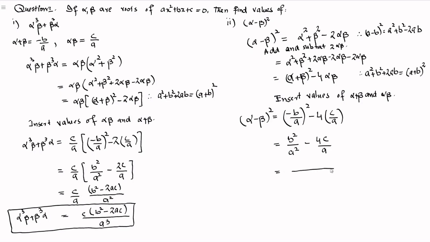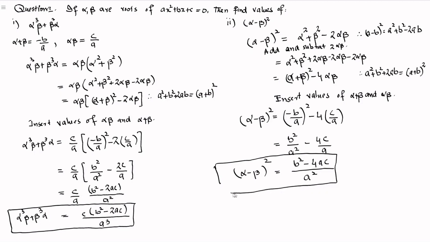Now a square is LCM. A square divided by a square is 1. 1 multiplied with b square is b square, minus a square divided by a is a multiplied with minus 4c is minus 4ac. So alpha minus beta whole square is equal to b square minus 4ac divided by a square. Hopefully this is easy to understand.